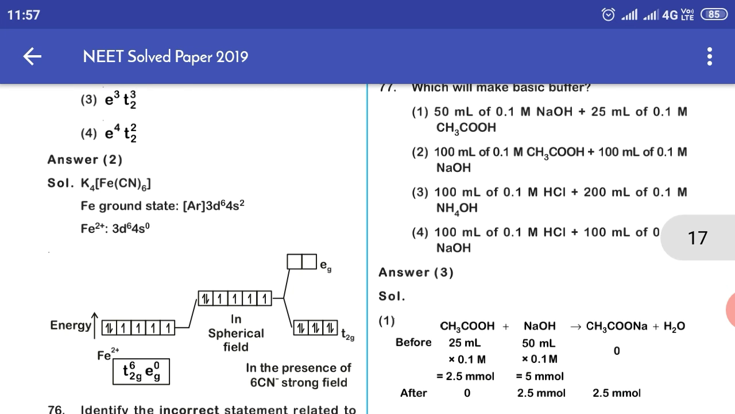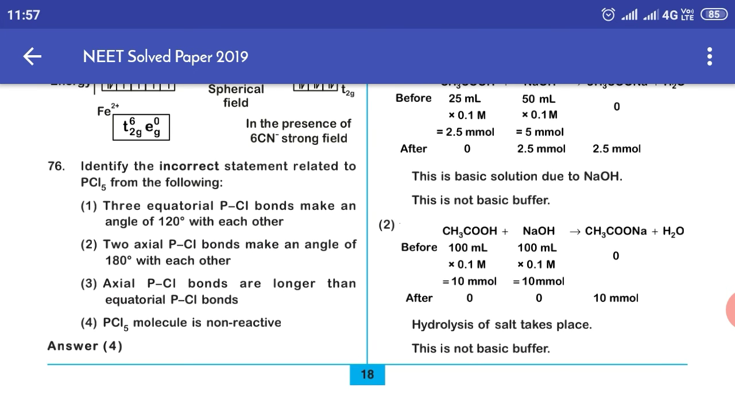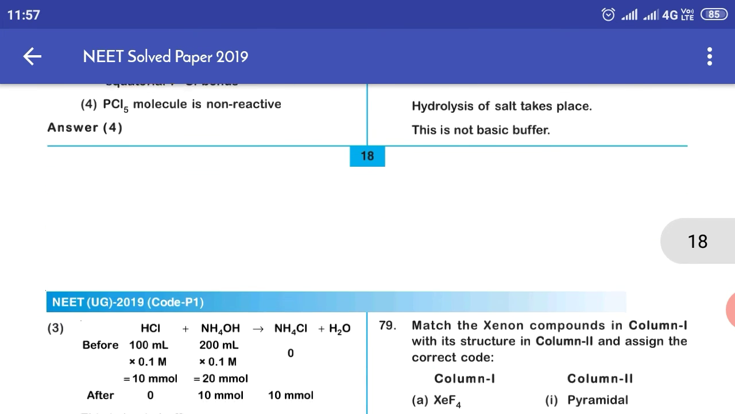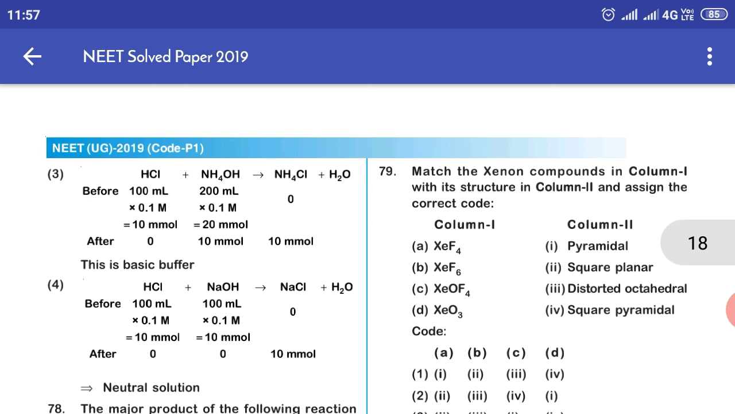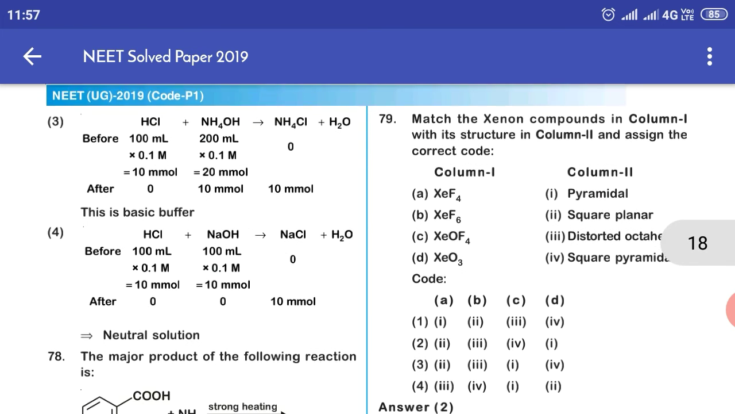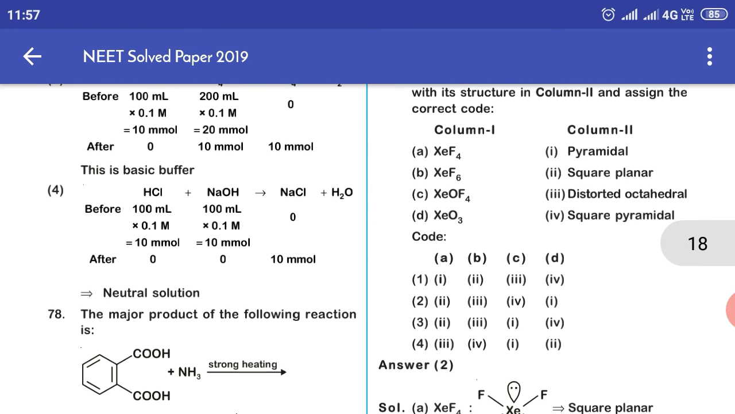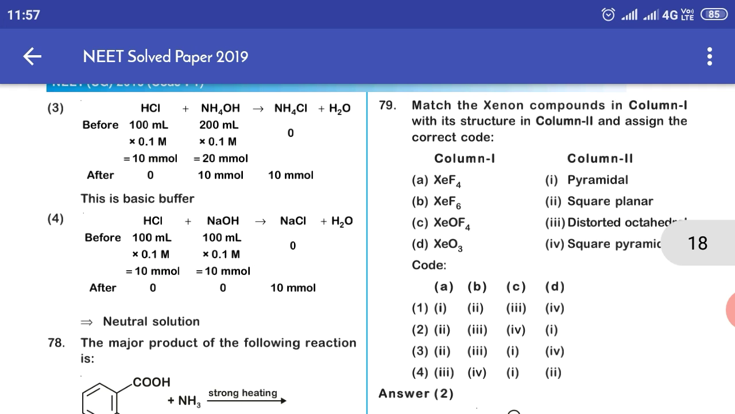NH4OH here. 2. This is the NaOH. This is not also a basic buffer. Option 3 is also not; this is the basic buffer. But option 4 is neutral because all are strong acids.